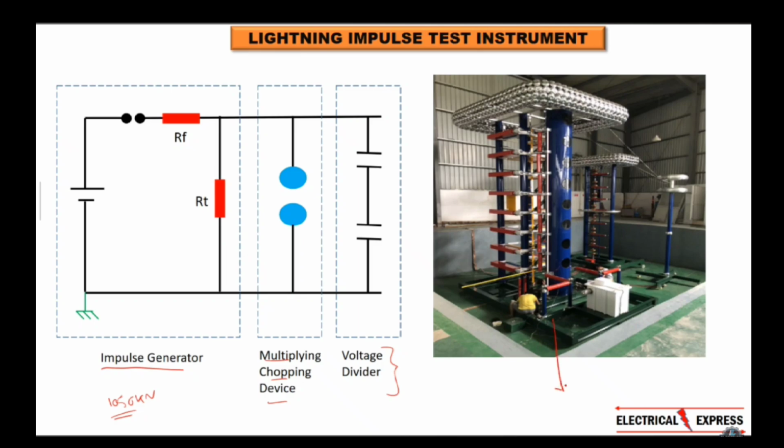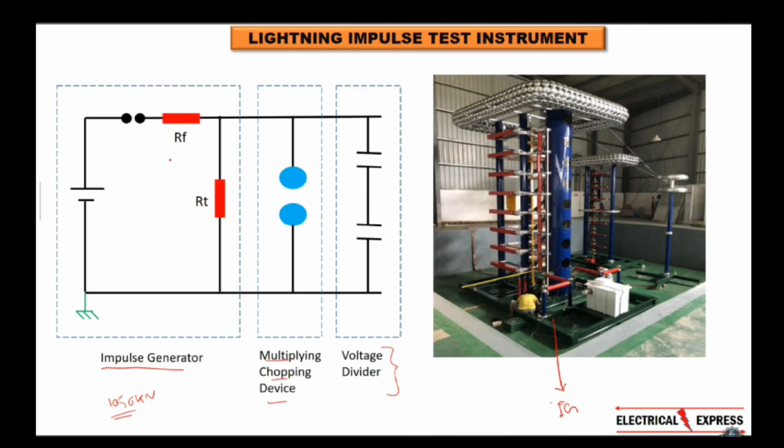So this is our impulse generator. We apply voltage from here only. So how do we increase the voltage? Capacitors are fitted here. Resistors are fitted, and the resistors are also your front resistor and tail resistor. RF means front and RT means tail resistor.